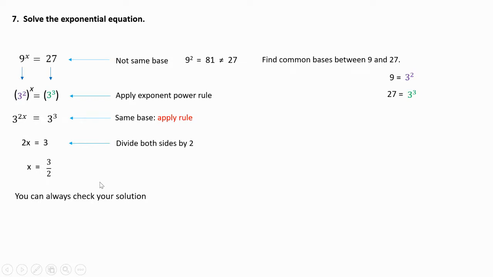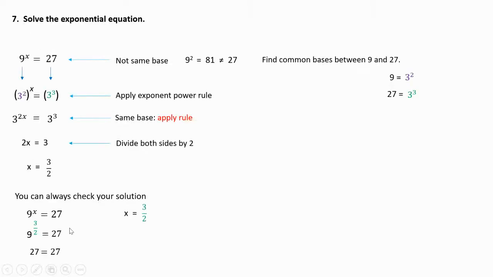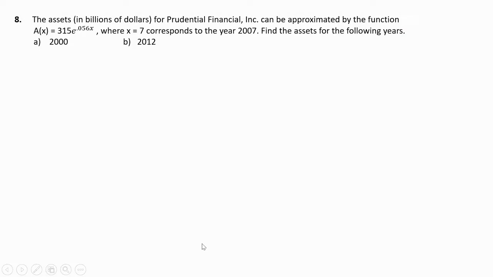Now, you can always check your solution. We know the answer is 3 over 2, so let's plug it back into the original. If you plug it in the calculator, it's going to give you 27 equals 27. And I believe on week 5, I did cover this topic, and it shows you how to do this without a calculator, and I explained that there. So let me move on then.